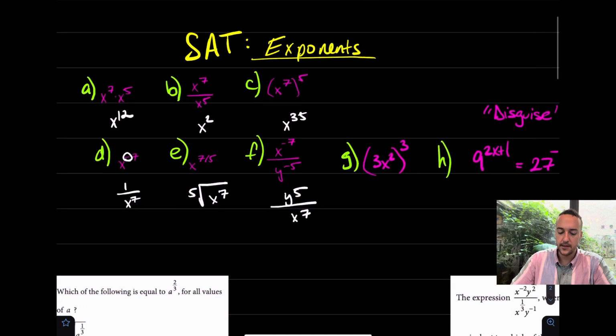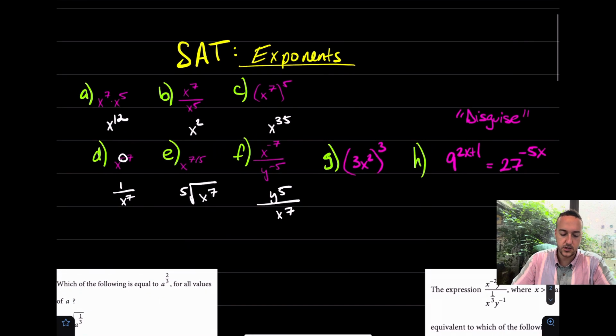Let's move over here for letter G and H. These are two of the harder examples, but not too bad. Right here, 3x squared to the 3rd. A lot of my students get this question wrong. Please don't. Understanding that 3 to the 3rd, what is 3 to the 3rd? Of course, 27. And then what's x to the 2nd to the 3rd? Again, x to the 2nd to the 3rd, that's going to be multiplication, x to the 6th.